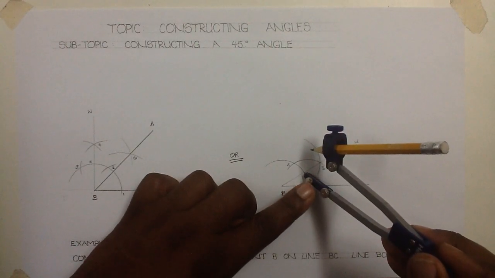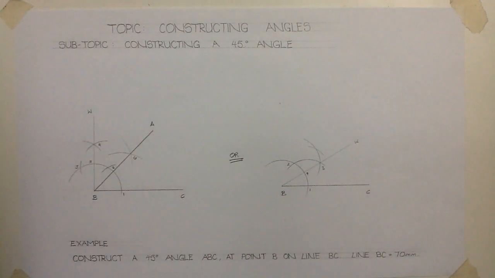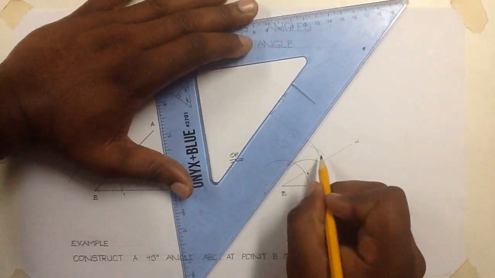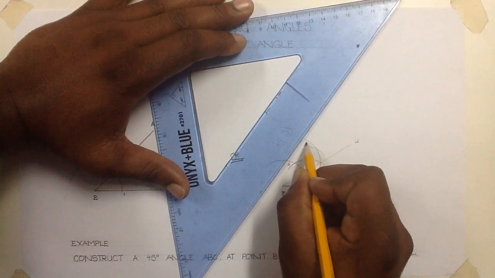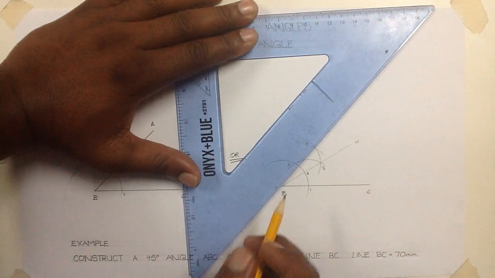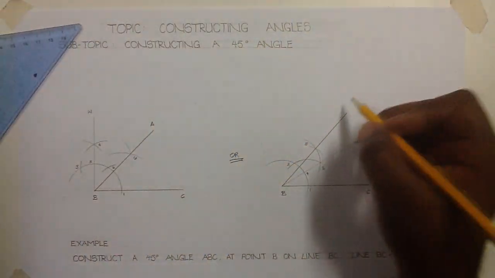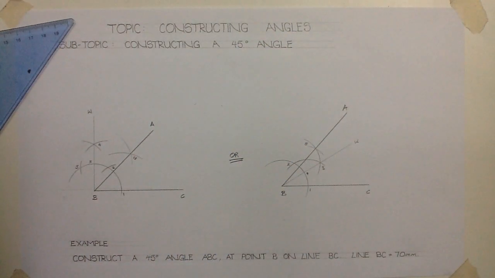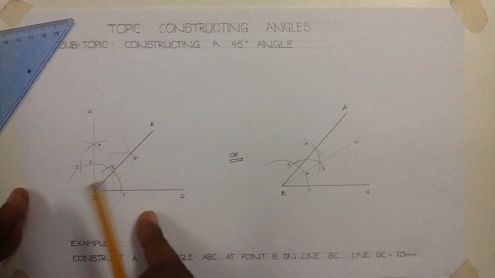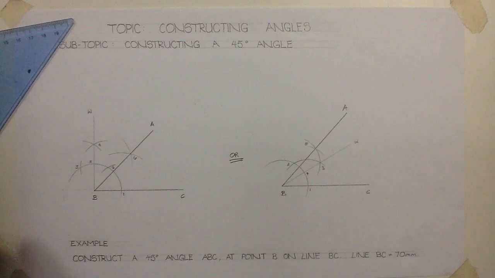And we go over to point 4 and we inscribe an arc that will intersect the 30-degree angle found at this point, and that gives us point 5. Our line is drawn now from point B through point 5, our 45-degree angle, ABC. So we've constructed a 45-degree angle without even constructing a 90-degree angle at first. Both methods perfectly correct. Thank you for viewing.